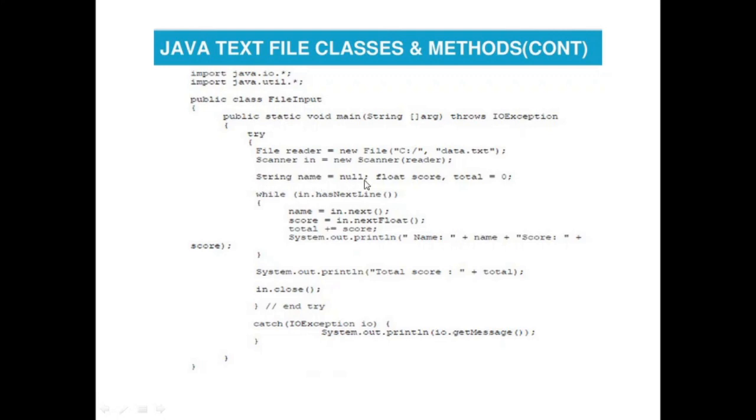First of all, we have taken name to be null and float score and total to be 0. While in.hasNextLine, then name will contain the next string. Okay, whenever in.next is used, it will return the string. Score will take the next float value. Total will be total plus equals score. That is, total is going to be incremented by score each time this loop executes. And then System.out.println name and score, these values are printed.